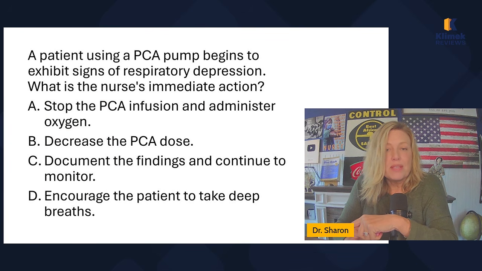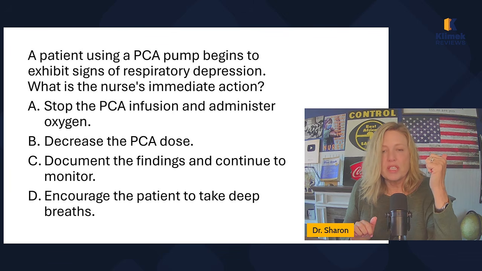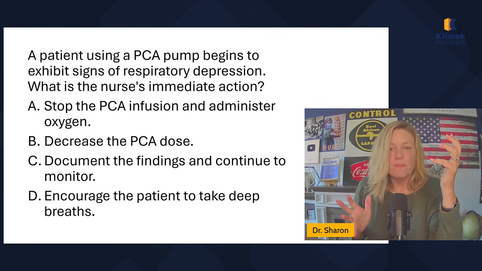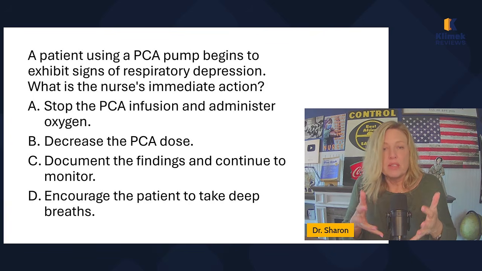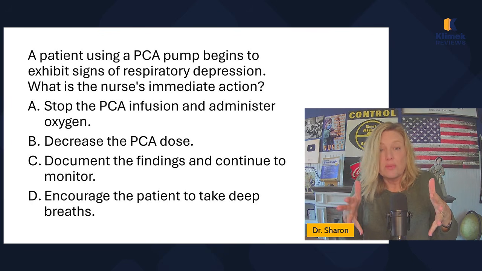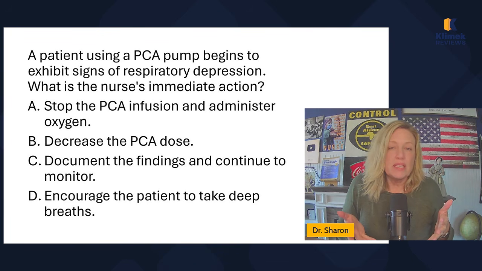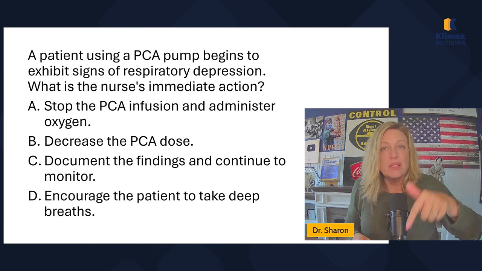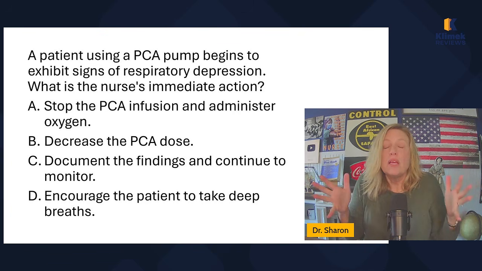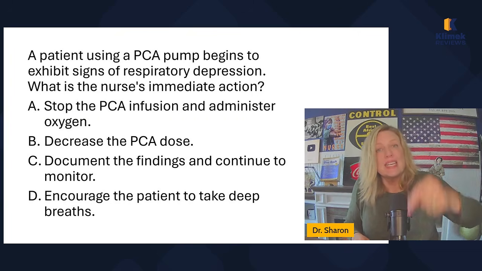A patient using a PCA pump begins to exhibit signs of respiratory depression. What is the nurse's immediate action? All right, this is an interesting question because they don't give us any hard data. They give us the problem. They don't say, here's their respiratory rate, here's their O2 sat, or anything like that. They just say it is respiratory depression. So if they're exhibiting signs of respiratory depression, I have to believe what they're telling me. So don't go, well, what does that mean? It means respiratory depression. So it's a negative thing.